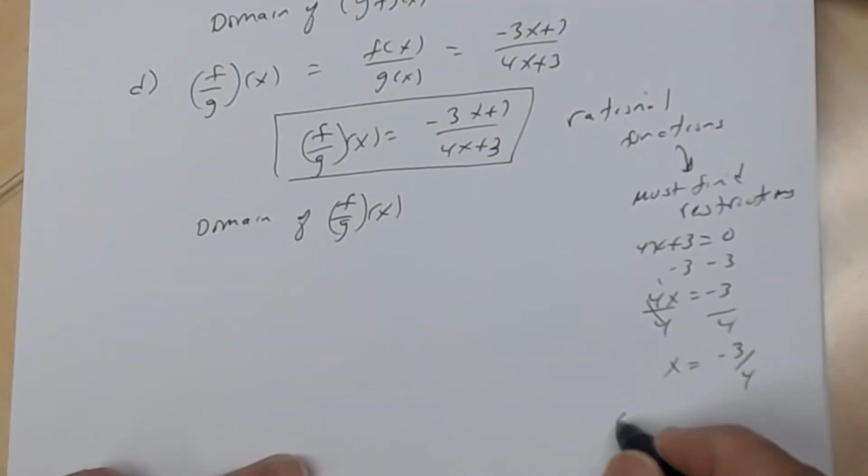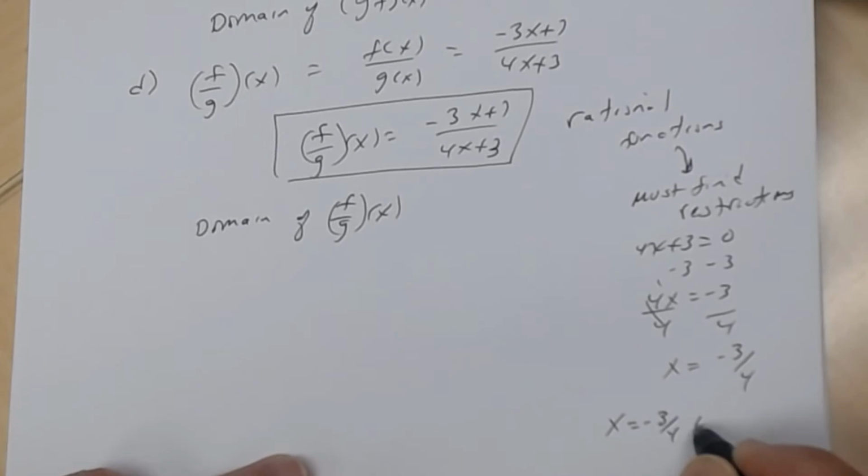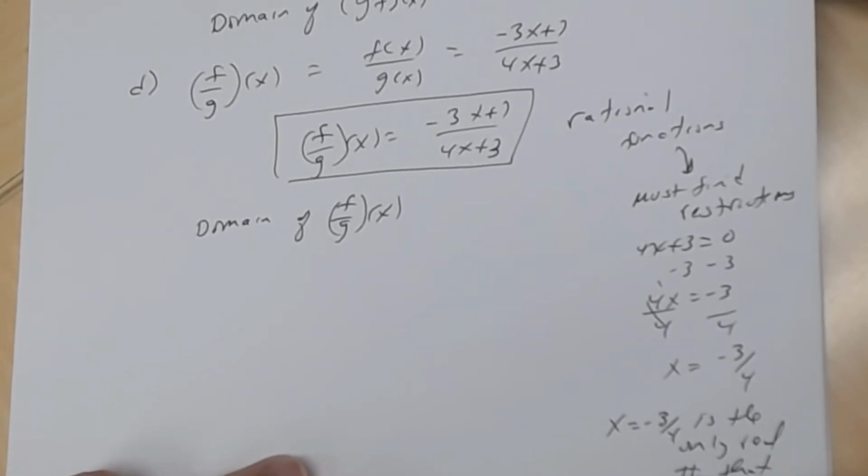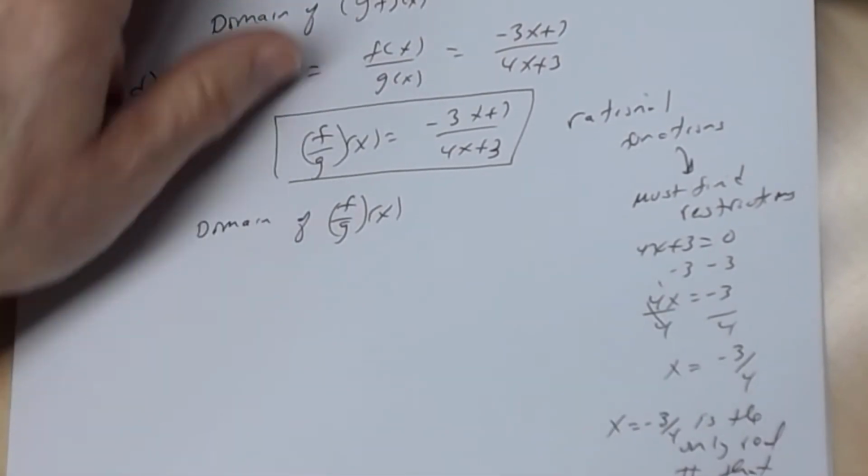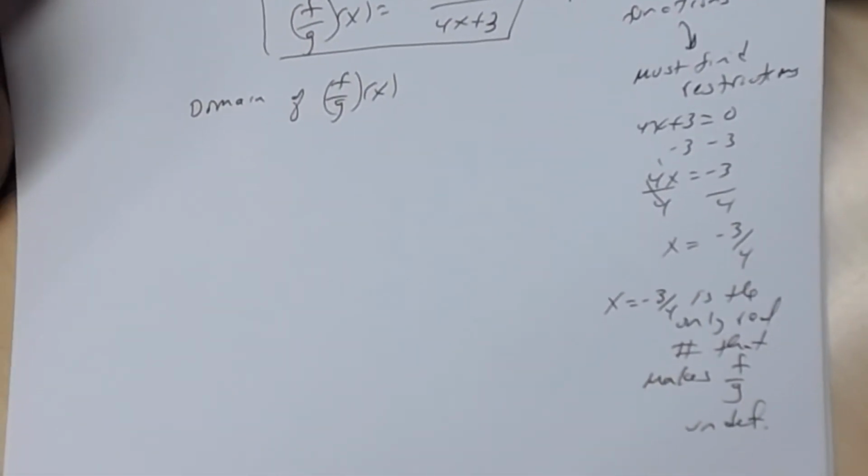So remember what that means. X equals negative 3/4 is the only real number that makes f divided by g undefined.